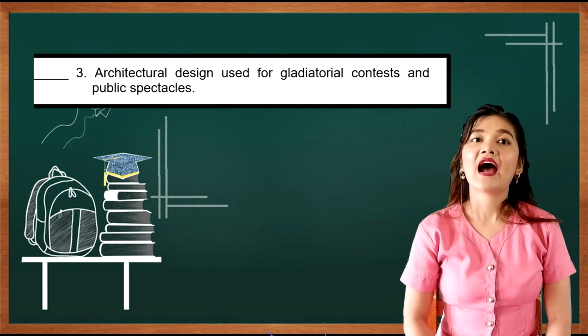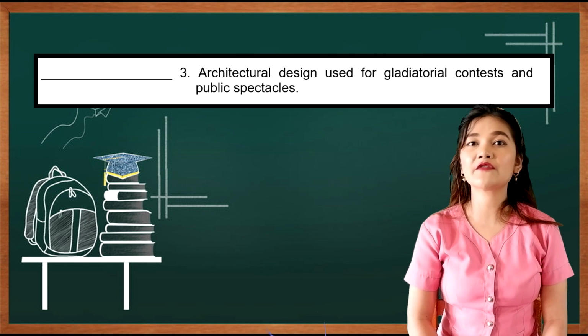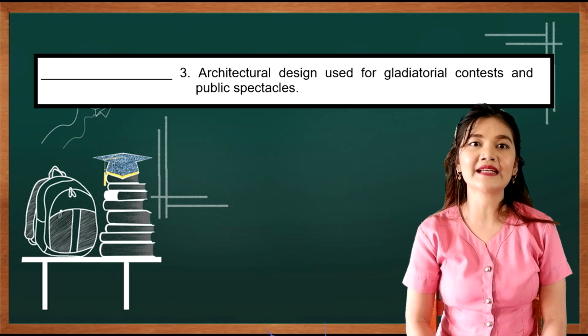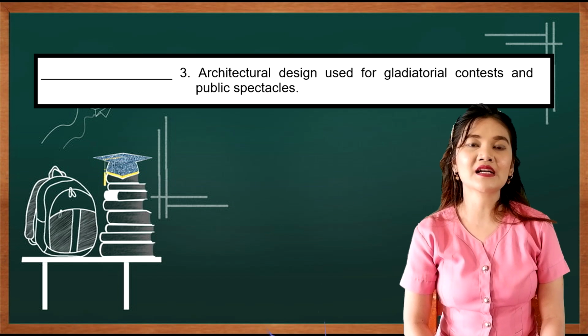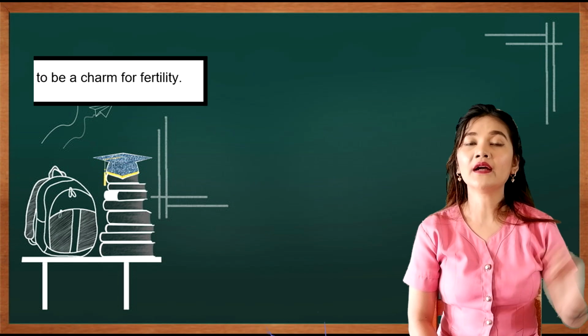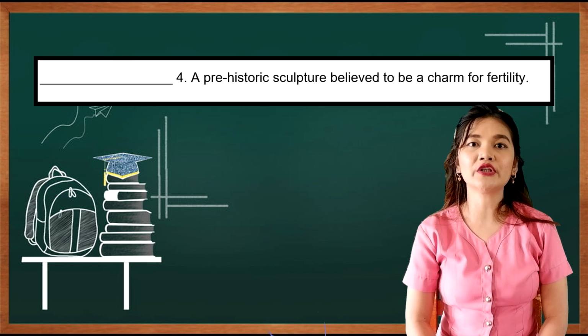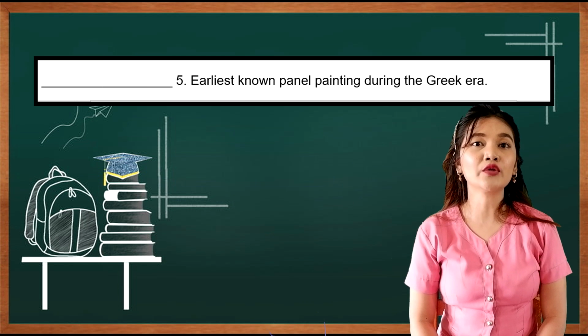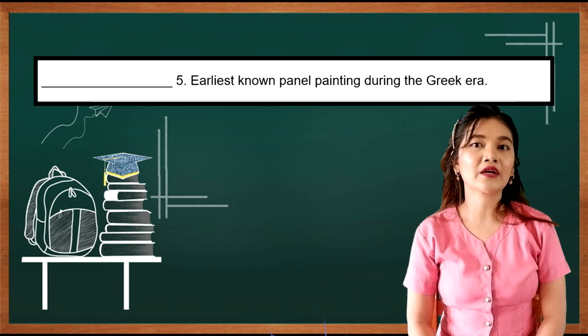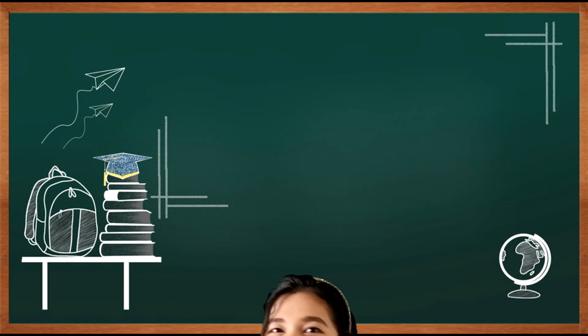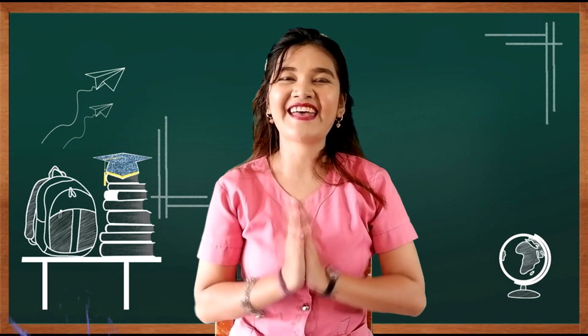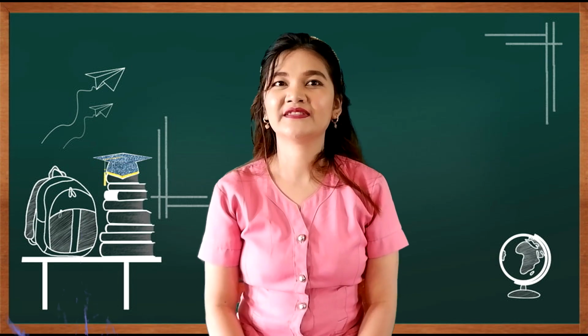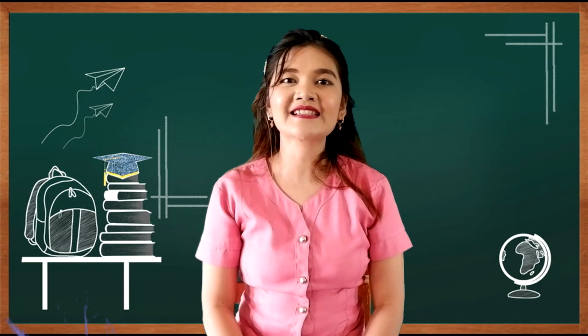Number 3. Architectural design used for gladiatorial contests and public spectacles. Number 4. A prehistoric sculpture believed to be a charm for fertility. Number 5. Earliest known panel painting during the Greek era. Great job! Clap your hands! So now, let's proceed to our next activity.